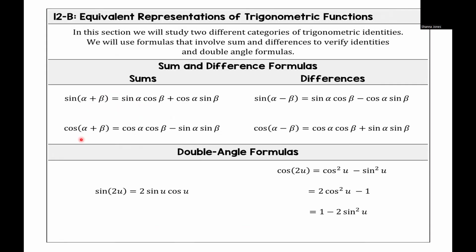But sine is an odd function. My snake is odd, right? It has that origin rotation. And cosine is an even function. My cup is symmetrical with the y-axis. But you're alternating your trig, while your angles are staying in the same order each time.